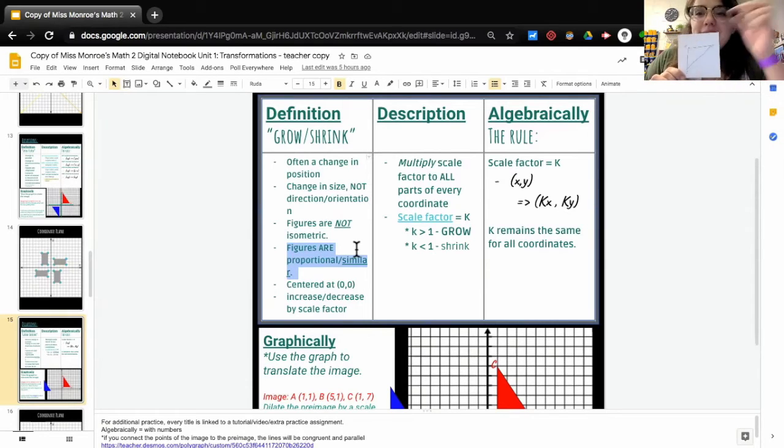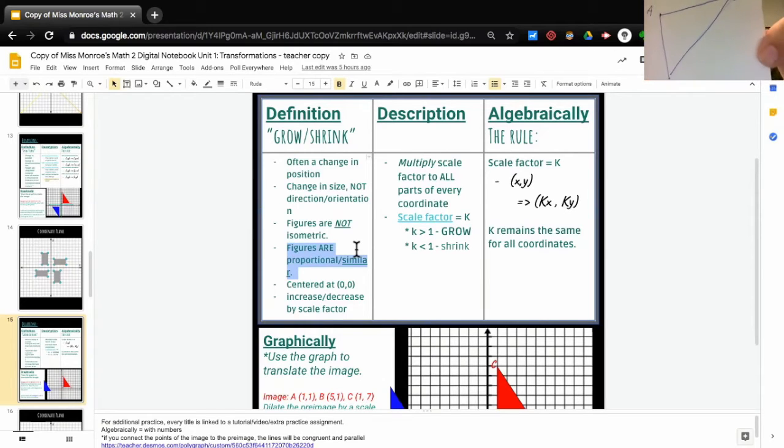So the interesting part about this is if you take this figure and you grow it or shrink it, the angle sizes stay the same for any shape. It doesn't have to be a triangle. I just like using triangles because we're going to see them a lot this year. And I like using triangles because it makes it easier to graph. But we will be graphing a rectangle together, I think. Maybe. We'll see.